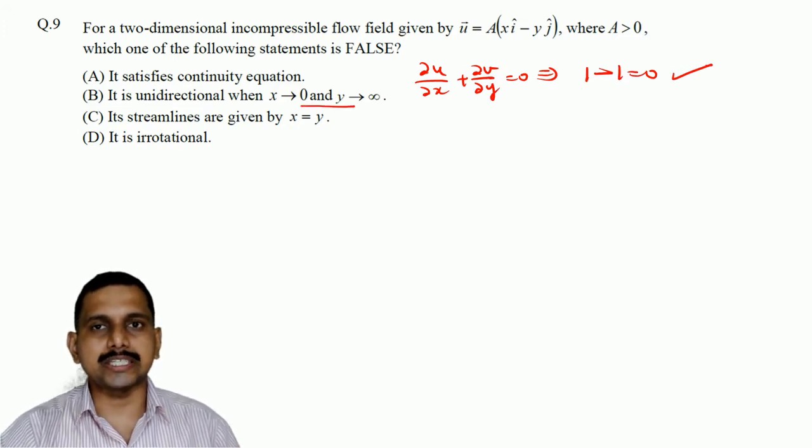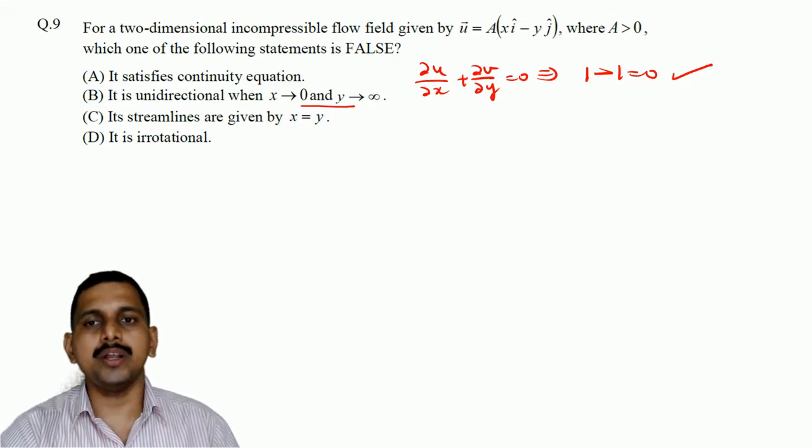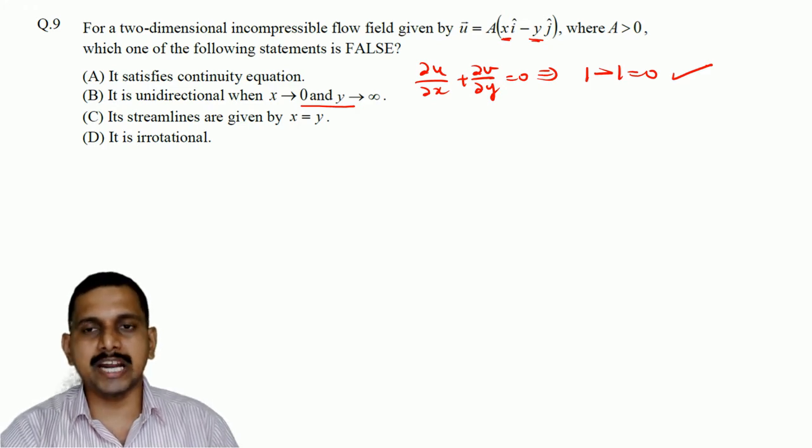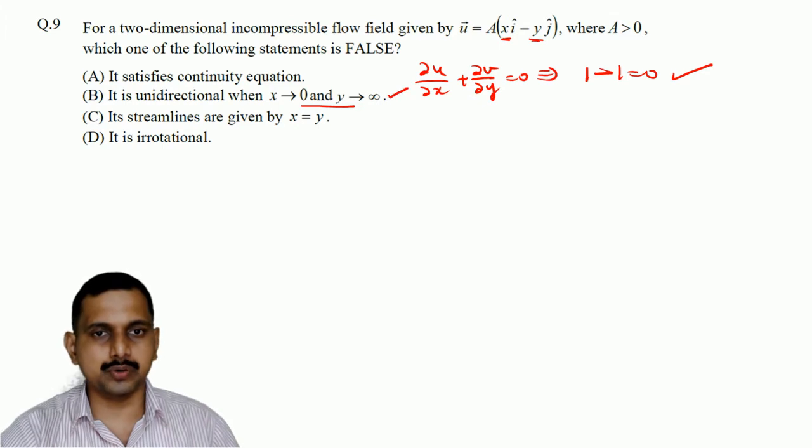What about the second case? When x tends to 0, y tends to infinity. Is it one dimensional? Obviously, because y becomes very big and x becomes very insignificant. So what is important is that flow is only in the y direction. So that is true. So this is true, this is true.